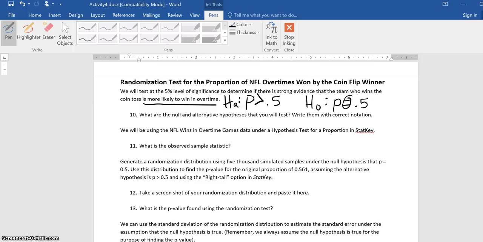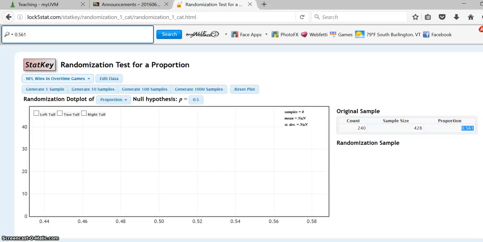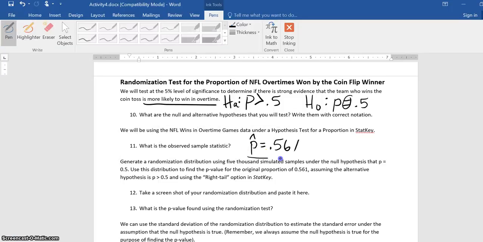Our observed sample statistic, that is the proportion that were won by the team that won the coin toss in the original data, the notation for that is P hat. And we saw before that it was 0.561. And once again, if you forget where that came from, it came from the original sample here, this 0.561. So there's our sample statistic. Now we're going to generate our randomization distribution using 5,000 simulated samples under the null hypothesis that P equals 0.5. And then we're going to use the distribution to find the p-value for our original sample statistic of 0.561.